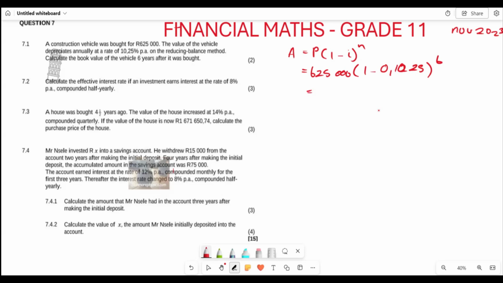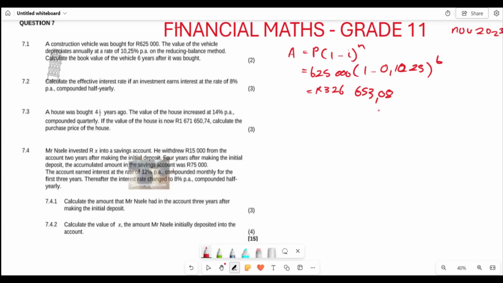And now what is it that you're going to end up getting here? If you plug this in your calculator, you are going to end up having 326,653.08 altogether. So this is the value of this particular vehicle 6 years after it was bought, right? So you can see that it depreciated up until this particular value altogether.